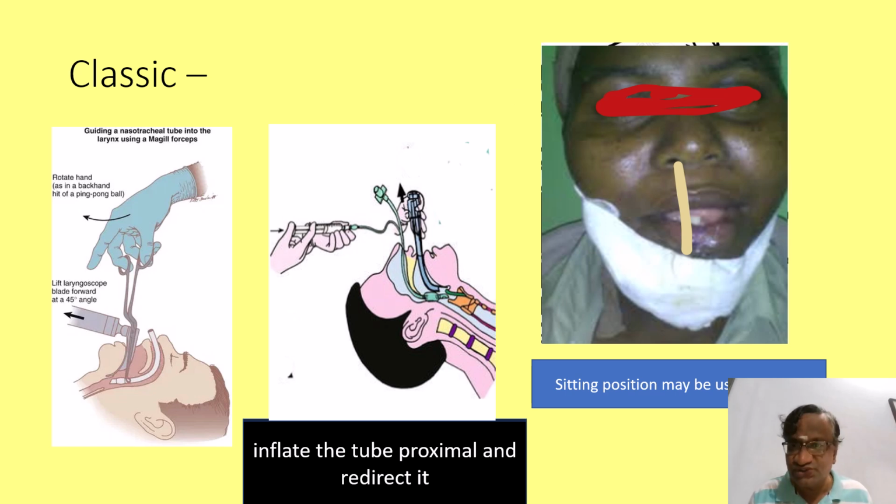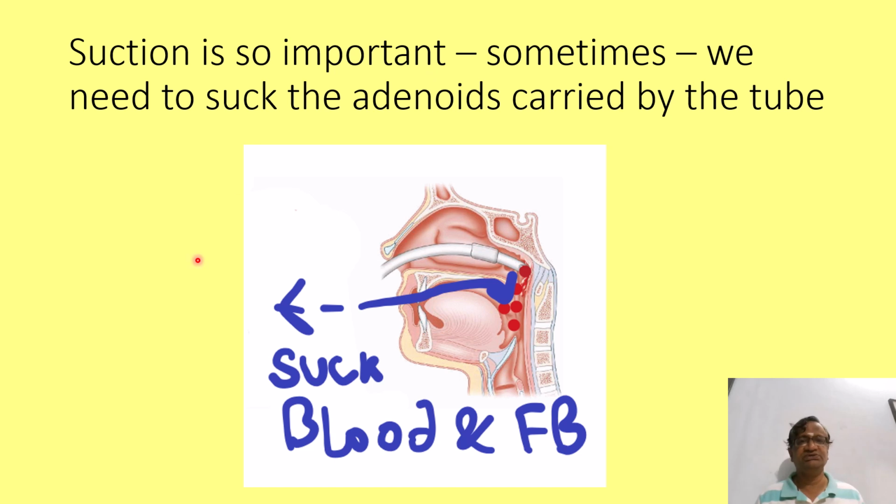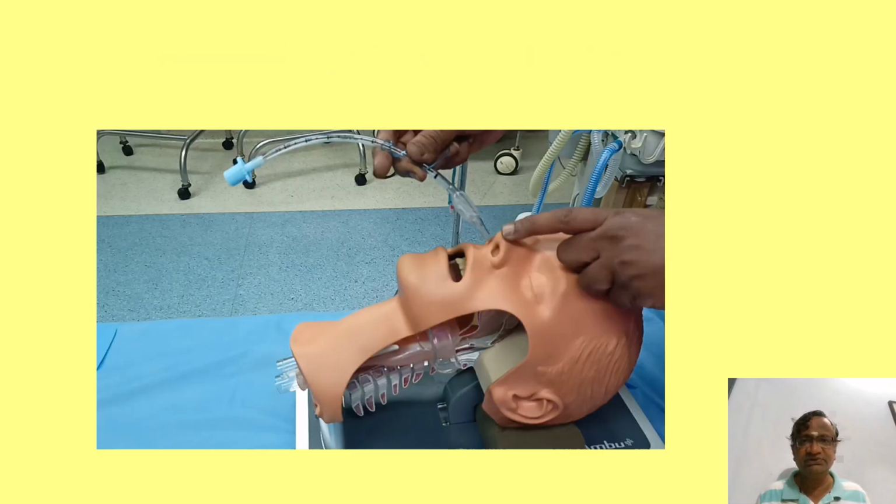Sitting positions may be used for fiber optic nasal intubations. Suction is so important. Sometimes we need to suck the adenoids also. If the adenoids are full of blood, as soon as you push the tube in and do a laryngoscopy, we will not see anything. So good suction is essential.